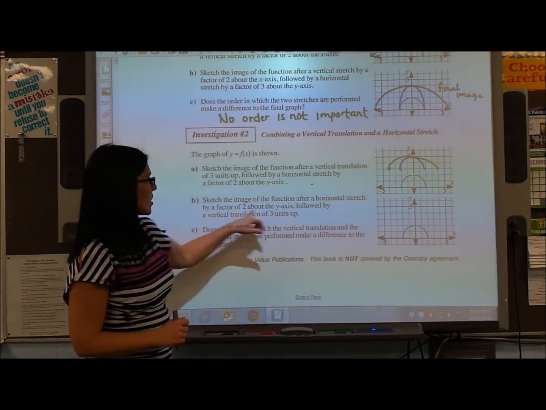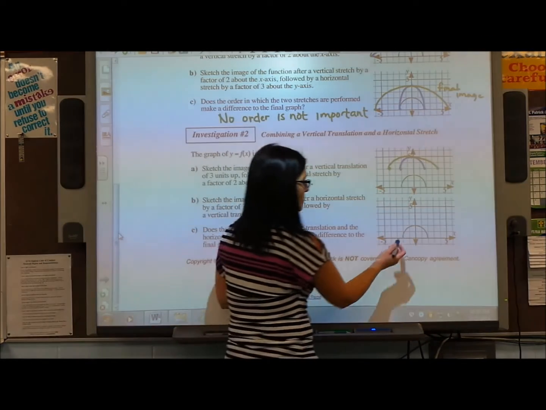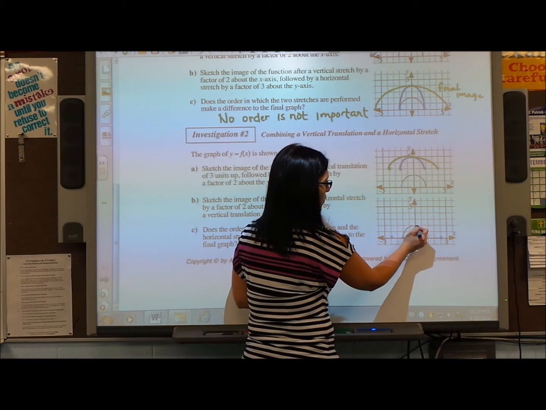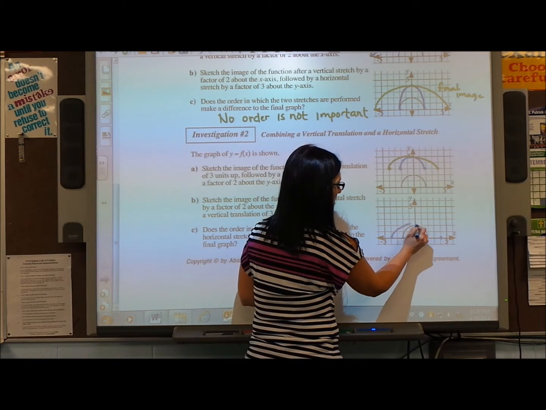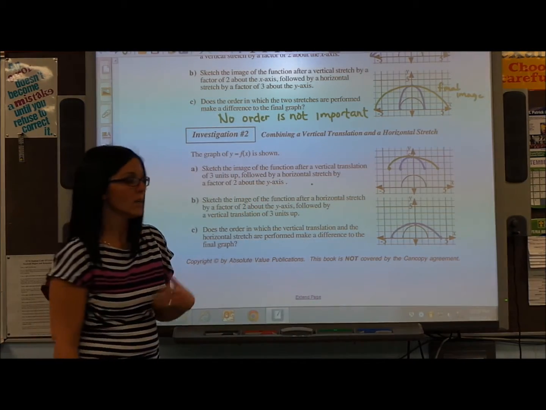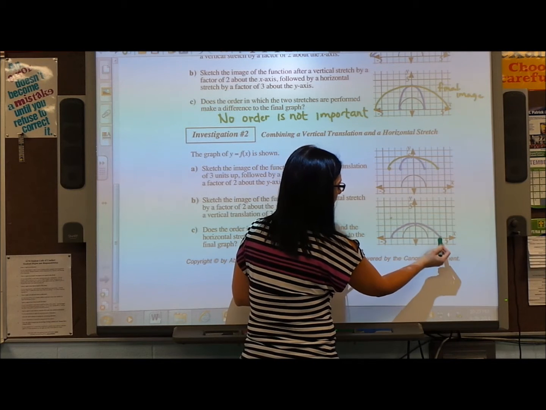With the graph below, we're going to reverse this. So we're going to start off with a horizontal stretch by a factor of 2. -2 becomes -4, +2 to +4, 0 stays as 0. So there's step 1. Step 2, move this entire image up 3 units.